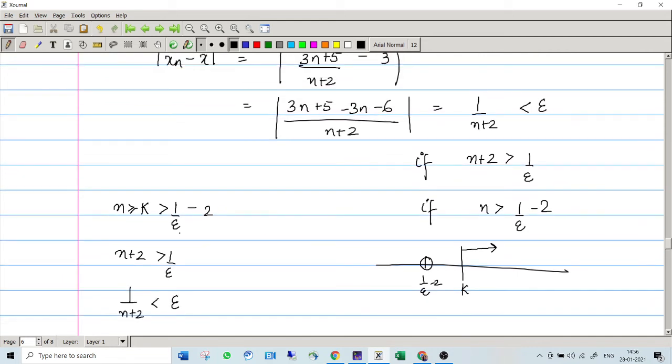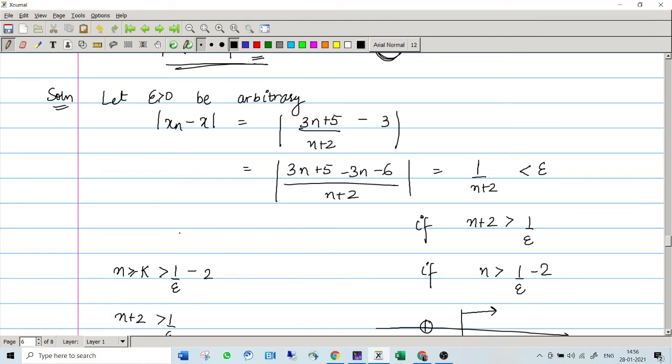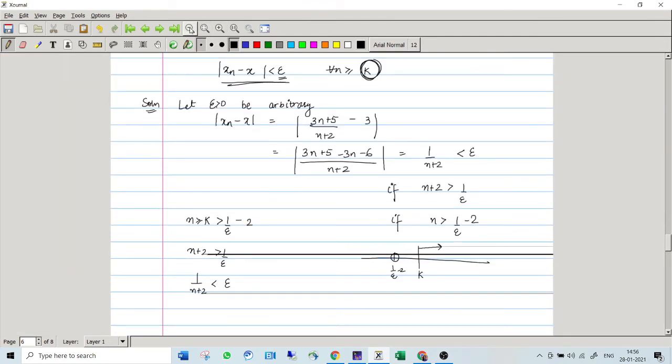Means you have that the difference, which was this one. Can you see it? Now, I think it should be visible right now, all the things collectively. So for this particular situation, that is 1 by n plus 2 less than epsilon, you have that this difference is less than epsilon. So for any other epsilon, we can see that for that particular epsilon, we are always able to find some k.